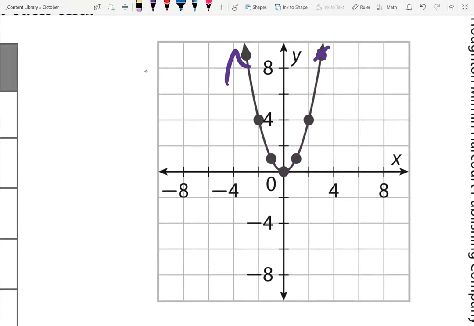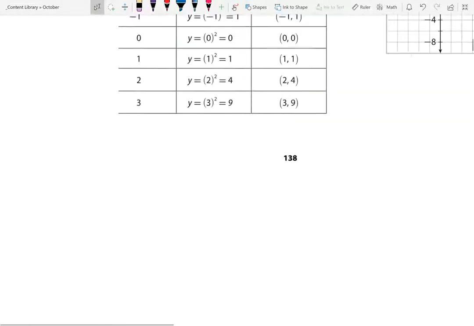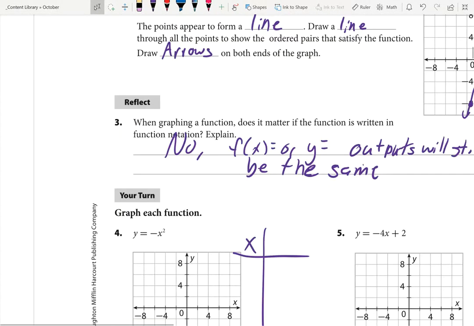So it's important that we get a little bit of both sides because you never know. If we only plot the positives, we wouldn't know that it would go back up on this side, right? For all we know, it probably could continue going this way or something like that. So it's important to kind of get a full shape, getting a few positives and a few negatives.